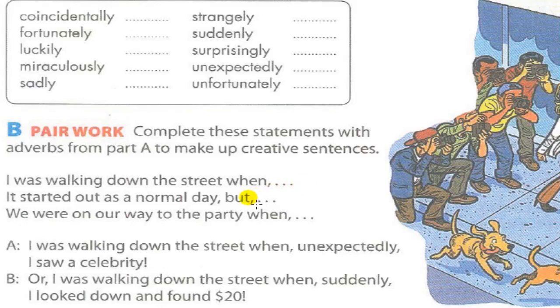It started out as a normal day, but unfortunately it started to rain. It rained. It started out as a normal day, but unexpectedly I found $1 million. I found a bag. I found a lot of cash. We were on our way to go to this party, the birthday party, the wedding party, when, unfortunately, our car broke down. The car broke down, so we couldn't move.